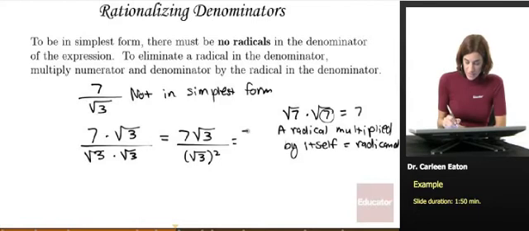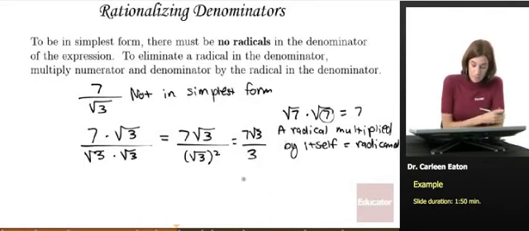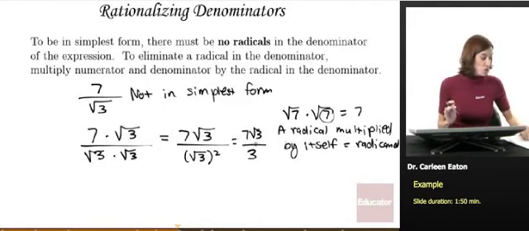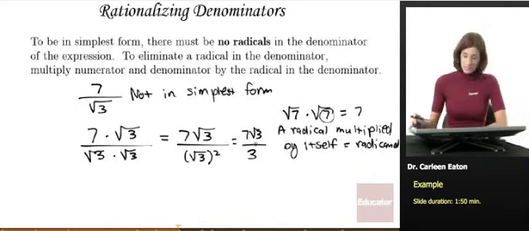So here I end up with 7 square root of 3, and following this property, I know that I actually get 3. Now this is in simplest form because I no longer have a radical in the denominator. I have one in the numerator, that's fine, but I don't have one in the denominator. Okay.